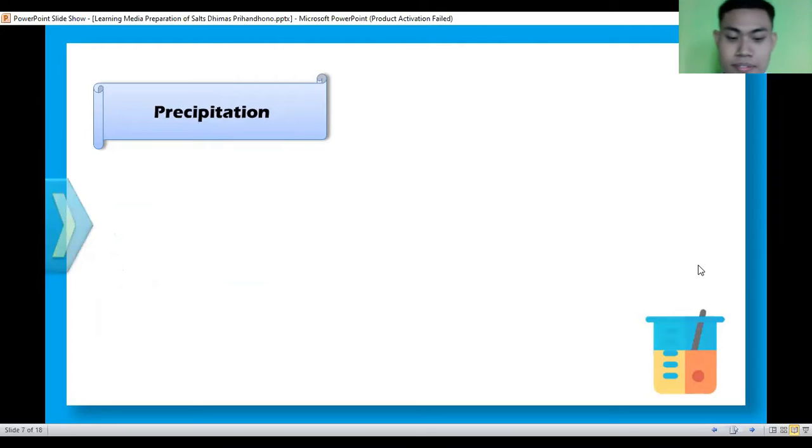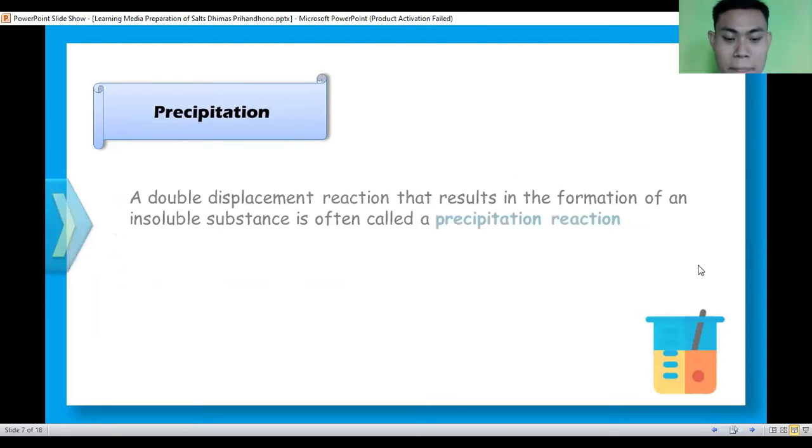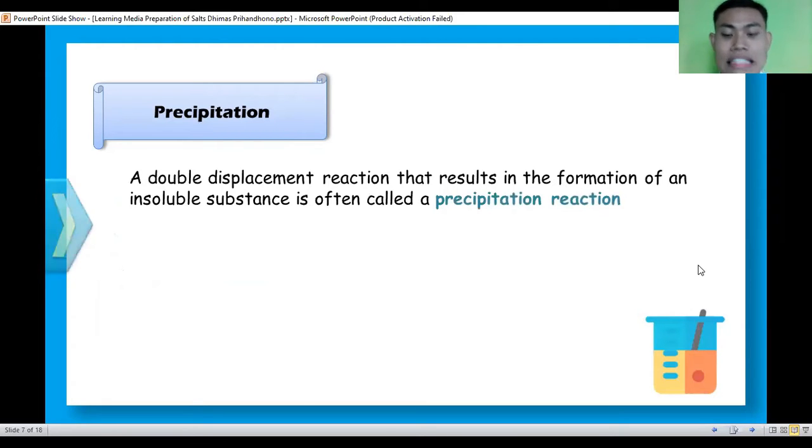So, precipitation. In chemistry, a salt can be produced in a reaction called the precipitation reaction. So, what is precipitation?